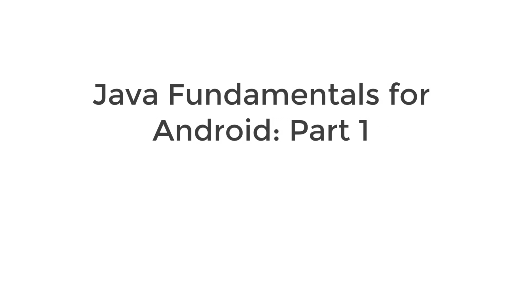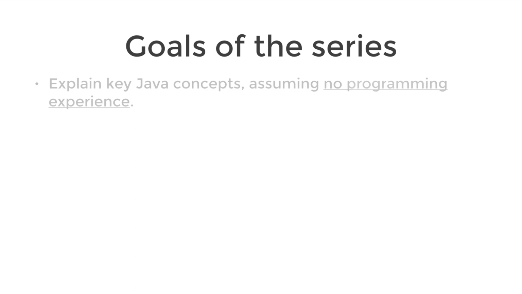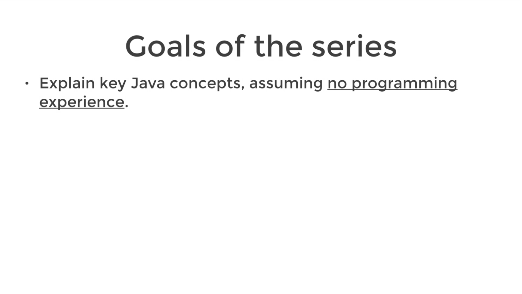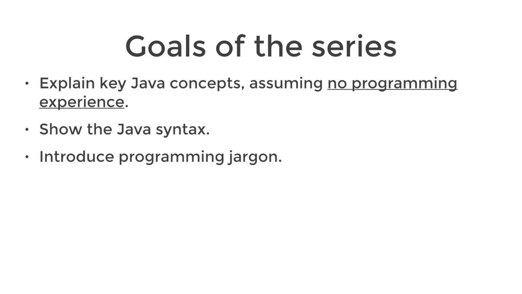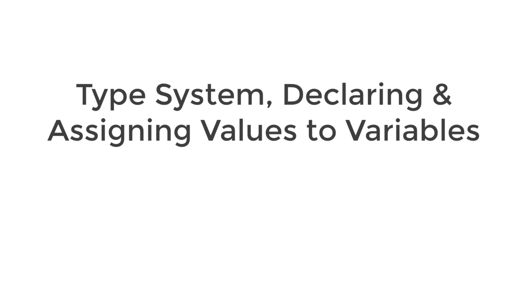Welcome to Java Fundamentals for Android Part 1. This is a 5-part series with 4 goals. We want to explain key Java concepts to people with very little or no programming experience. We want to show the Java syntax, introduce people to the jargon, and at the same time keep everything as brief as possible, because the best way to learn is to do it rather than talk about it. In this video, we're going to talk about the Java type system as well as variables.